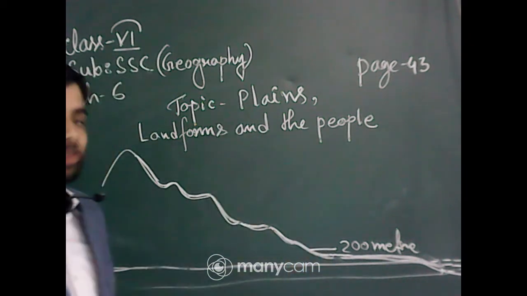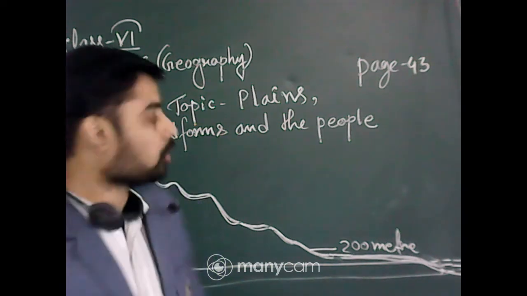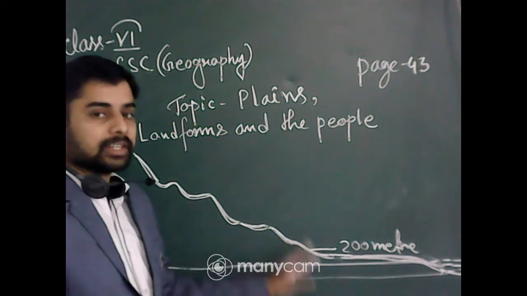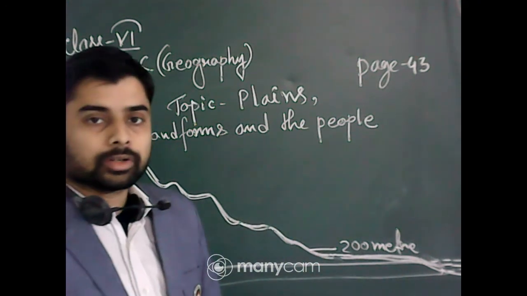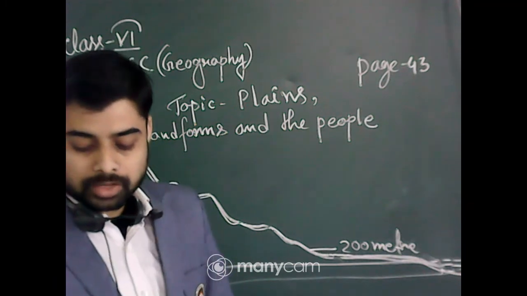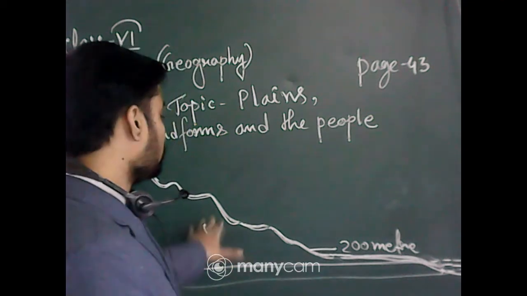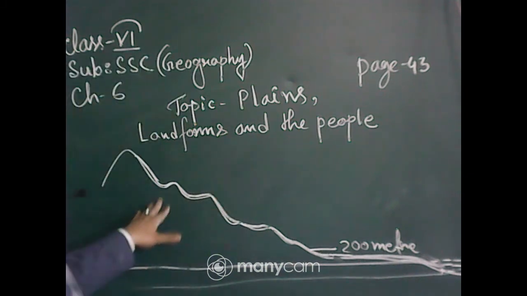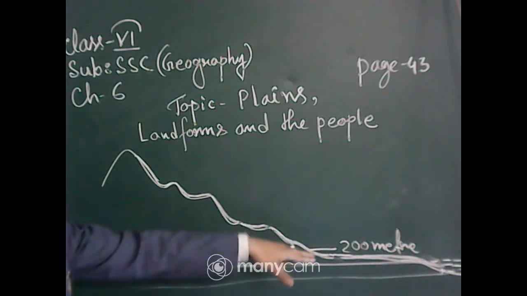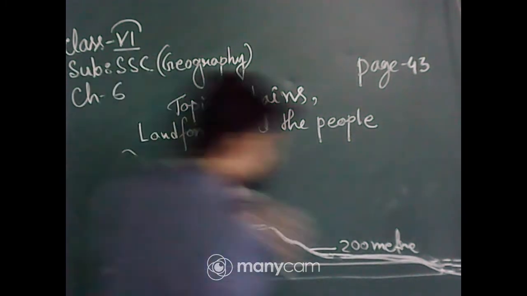Now what are the uses of the plains? Because they are made of alluvial silt and other materials deposited from the mountain regions, they are very fertile. Construction of transport networks is also easy on the plains because there are no rough areas. In mountain areas it is very difficult to make roads, but it is very easy in the plain region.